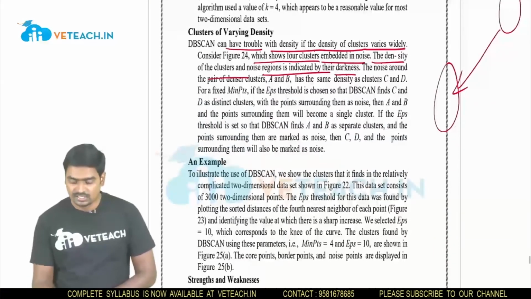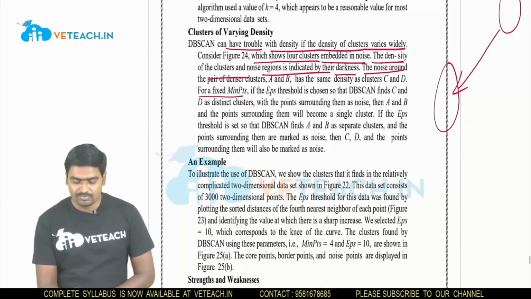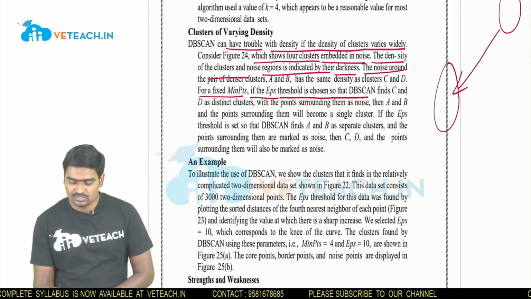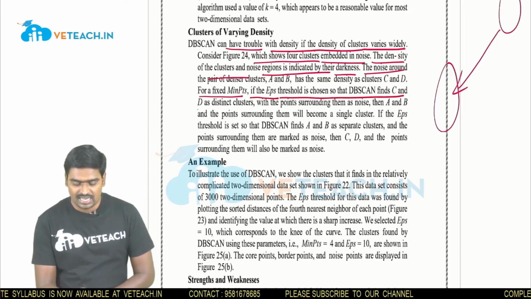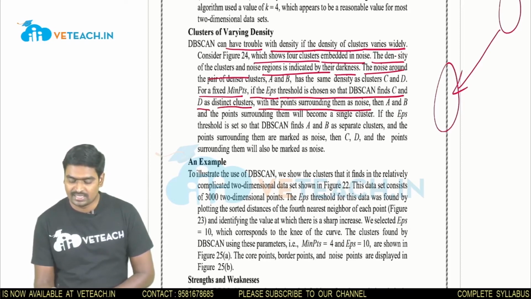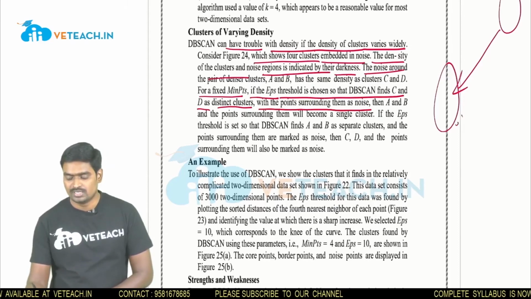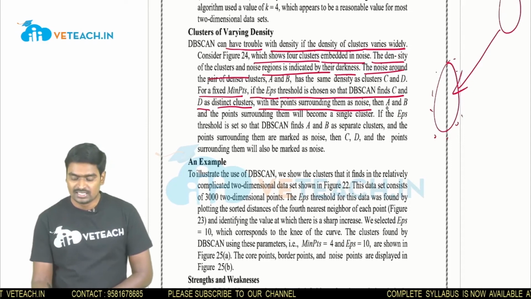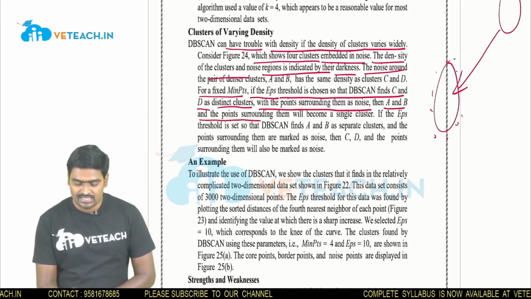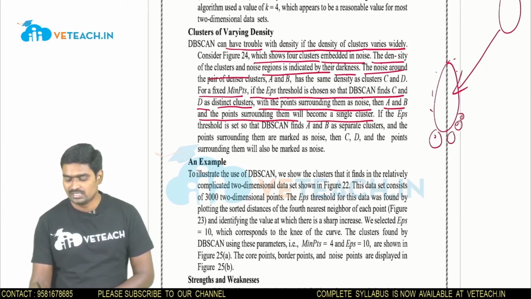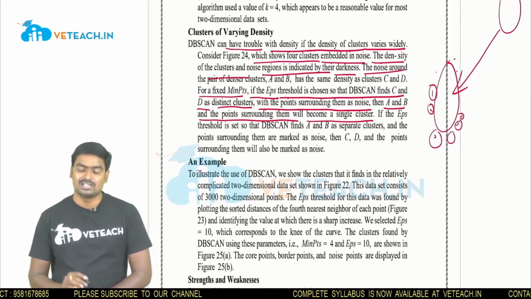Next one is the noise. For a fixed minimum points, if the epsilon threshold is chosen, DBSCAN finds C and D as distinct clusters with the points surrounding them as noise. Then A and B and the points surrounding them will become a single cluster. So all these noise points are treated as a single cluster.